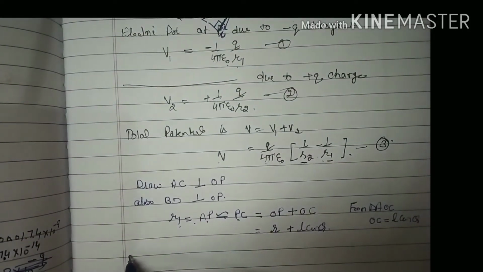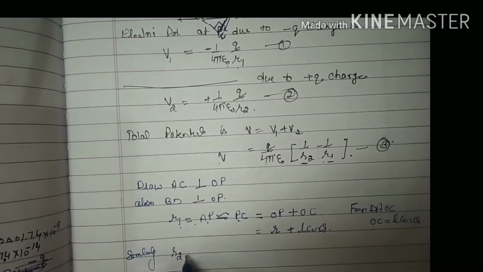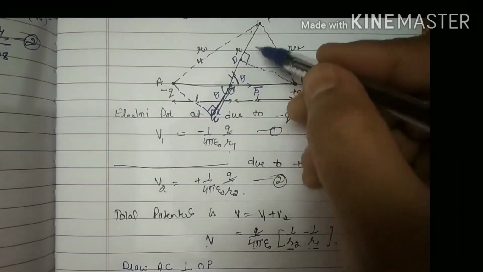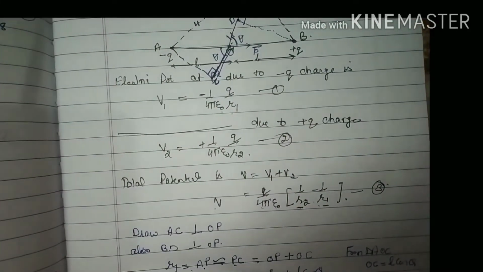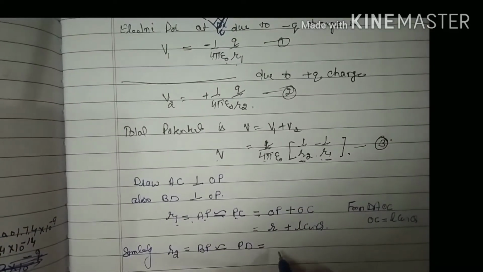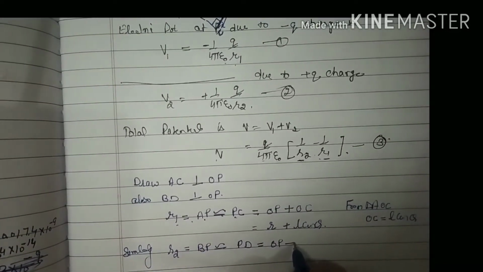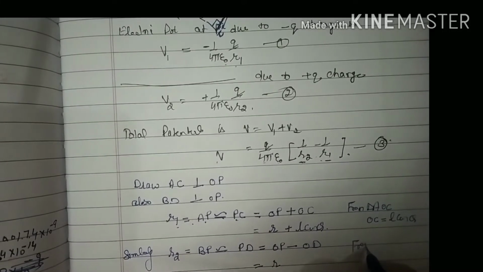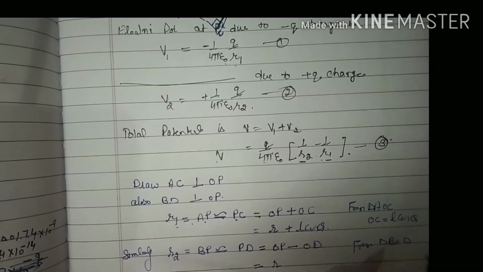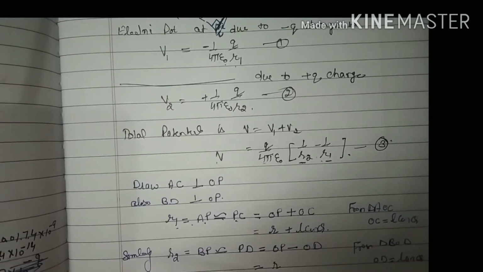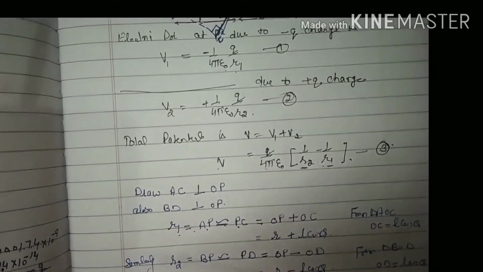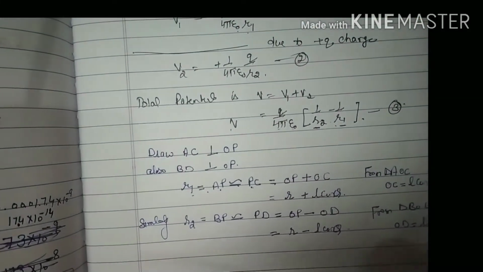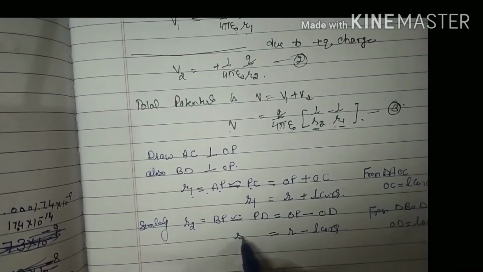Similarly, we can write R2, which is equal to BP, which is approximately equal to PD, and which is equal to OP minus OD. OP is equal to R, and from triangle BOD, OD is equal to L cos theta. Here we write L cos theta. This OD is also equal to L cos theta. So this is R1, this is R2.